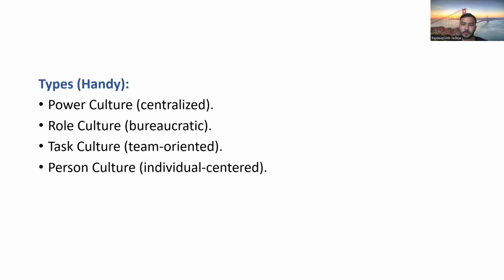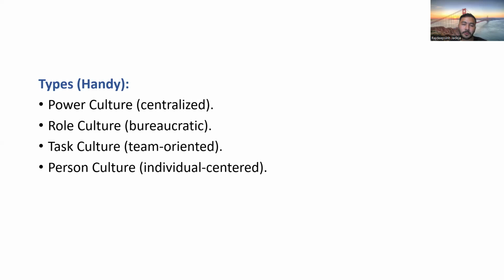Then the types of organizational culture are given by Handy. If there is a power culture in an organization, it is called centralized, because power culture means the authority for taking decisions is at the top level. The middle and bottom levels don't have the authority to take decisions. That is called centralization. Role culture means bureaucratic.